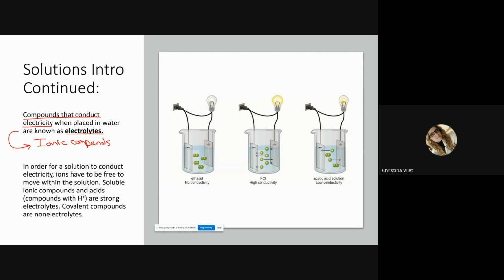And so when they separate into water, and I'm just going to write here metal with a plus charge, non-metal with a minus charge. When they separate in water, you've got ions, and ions have charges.